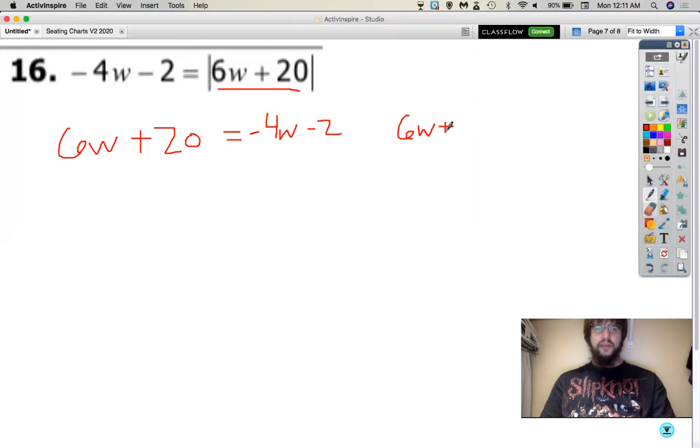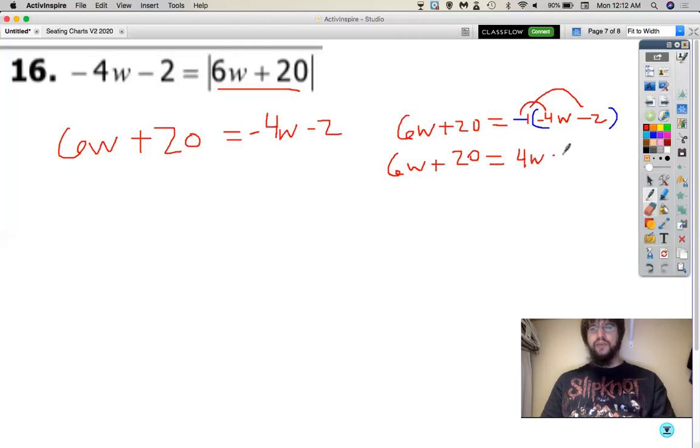My inside part equals the negative of this. So I'm actually going to write it out. Negative 4w minus 2. And don't forget to distribute the negative. You can put a negative 1 if you really want to. It's an understood 1 there. Let me simplify that while I'm over here. Negative times negative is positive, 4w plus 2.